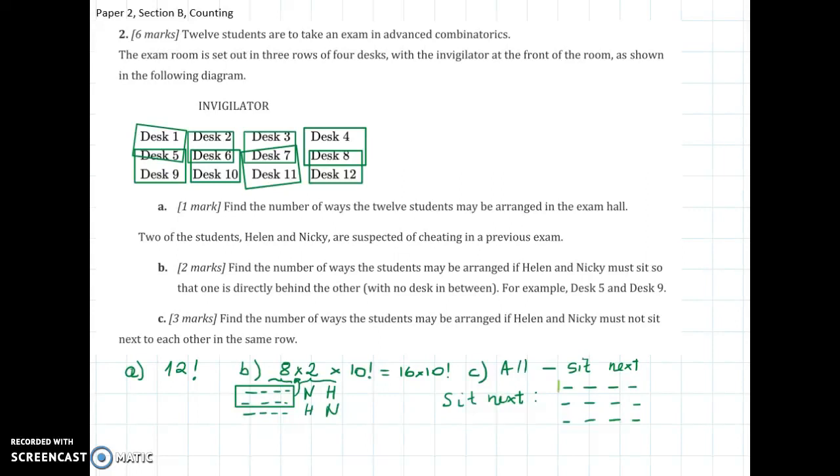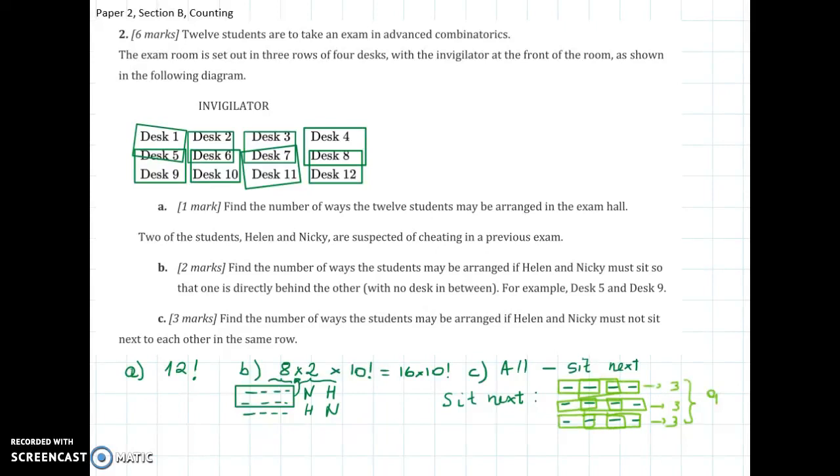Now, we can take the first desk and the second, and the second and the third, and the third and the fourth, but not the fourth and something else because there's nothing next to the fourth desk. So there are 3 options in the first row. Same way, there are exactly 3 options in the second row. That will be if we sit them in 5 and 6, 6 and 7, and 7 and 8. And there are 3 more in the last row: 9 and 10, 10 and 11, 11 and 12. So there are 9 ways that we can pick 2 desks to sit them next to each other.